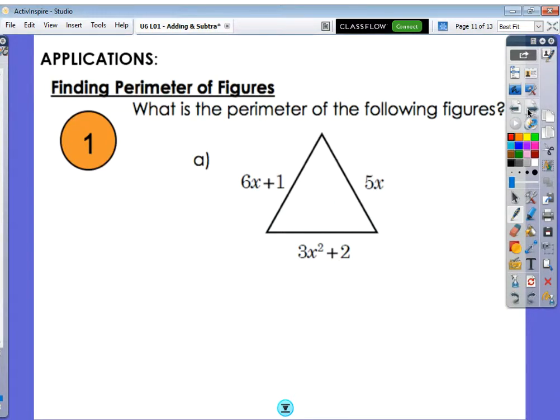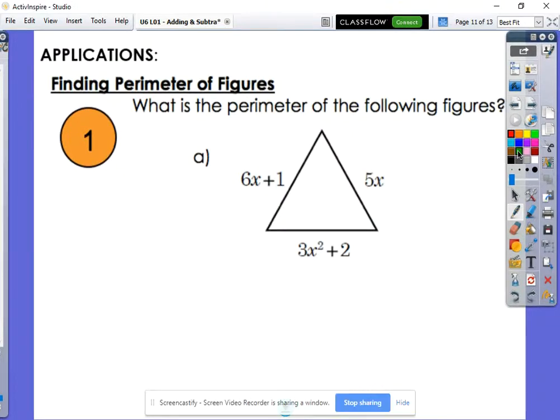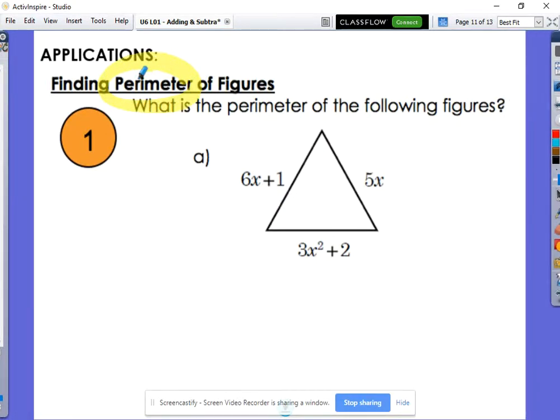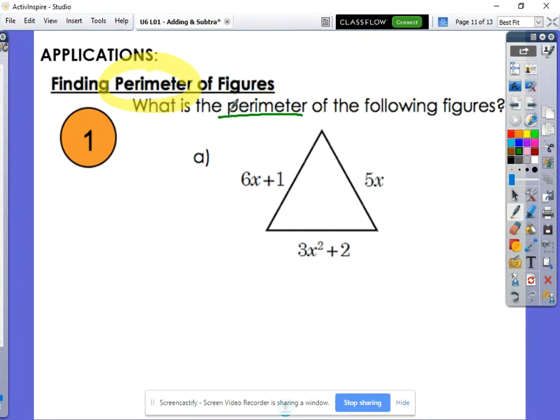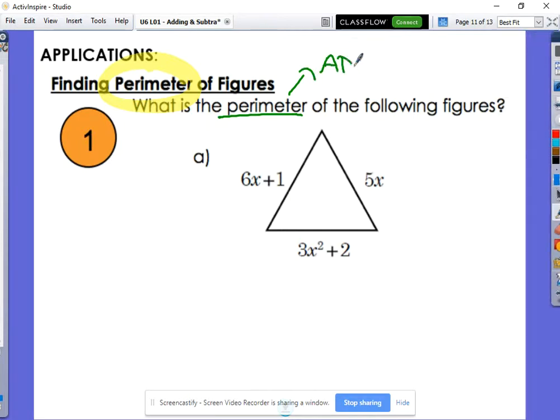Our last piece here is to look at an application of polynomial addition and subtraction by looking at the concept of perimeter. Most of us understand what perimeter is, and it's not that hard when you're simply finding the perimeter of a shape, but we're going to step it up a notch today. The perimeter is simply adding. You're going to add all sides of your figure.